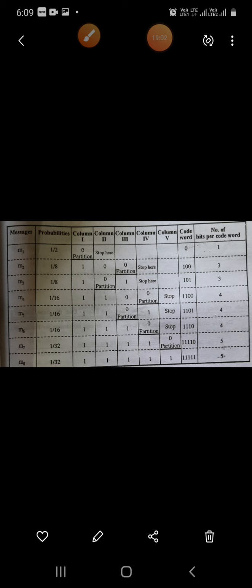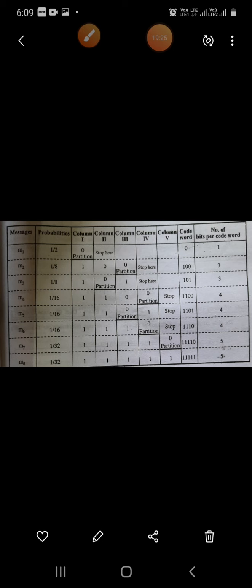Similarly, this process will be continued until each message finds itself alone in a partition. The codes generated for the different messages are listed, and I have explained it. The code word will be written in the last column, and the number of bits per word will also be written in the last column.